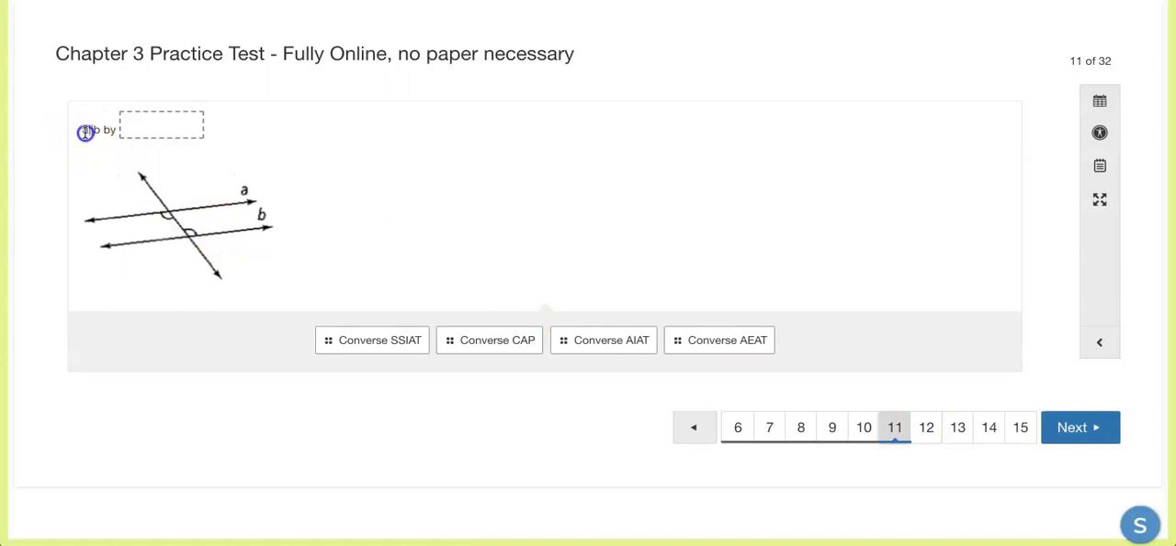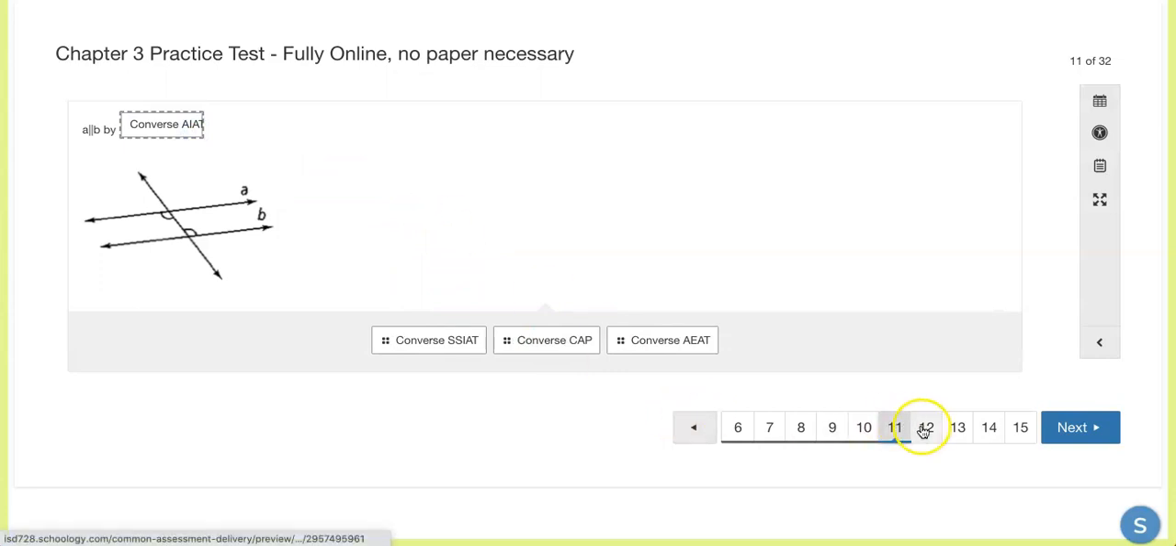Okay. When you're saying that something is parallel, notice how all of my options have the word converse. You use the converse when you're trying to say that two lines are parallel. So then it just becomes vocab. It's converse of something. Again, these two angles are in between A and B, so they're on the interior, and they're on alternate sides of the interior. Converse of AIAT is the appropriate answer.